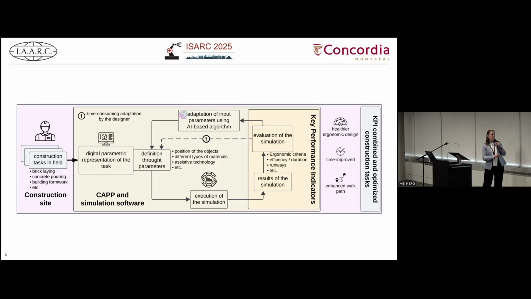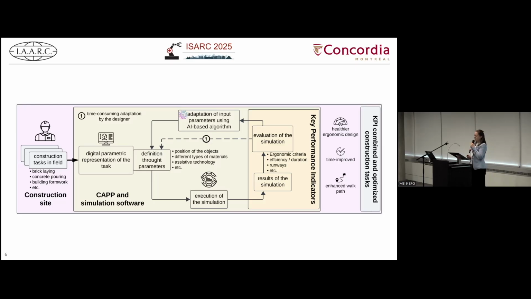On the left side, there's the original construction process, just as the bricklaying use case I just showed you. This can be represented digitally and parametrically by defining parameters such as the position of the pallet, the weight of the brick. If there's assistive technology, which the robot does, is there a very high support or a low support?